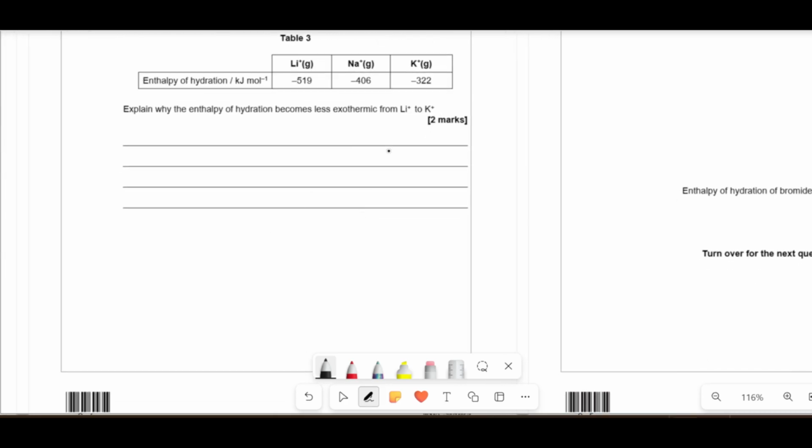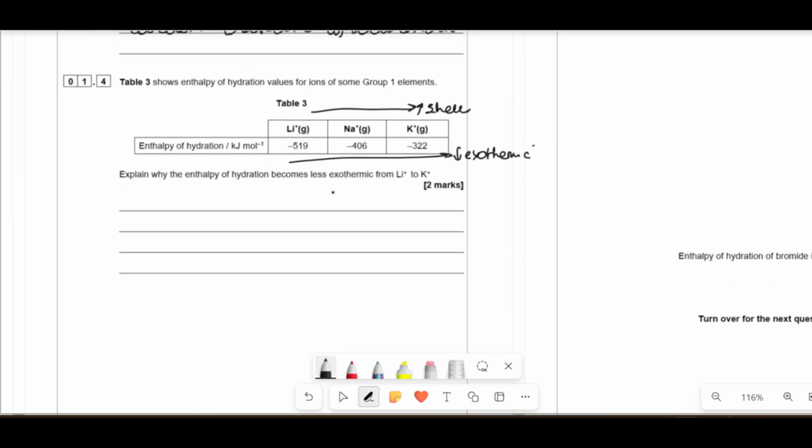If we're going from Li+ to K+, the only thing that's changing between these is that the shell numbers are increasing. This outermost electron is further from its shell. That's the first of it. So what's happening is you've got more shells because everything else is identical. What's the pattern here? The enthalpy of hydration is becoming less exothermic. So if it's less exothermic, now we can try and put an explanation behind it. So clearly this thing has to be playing a role.